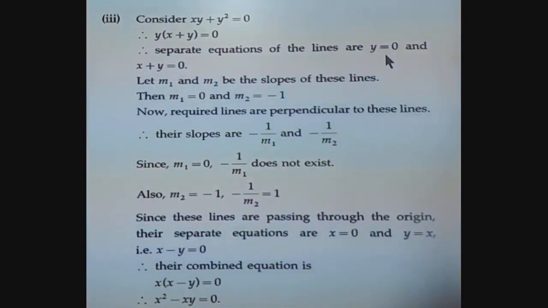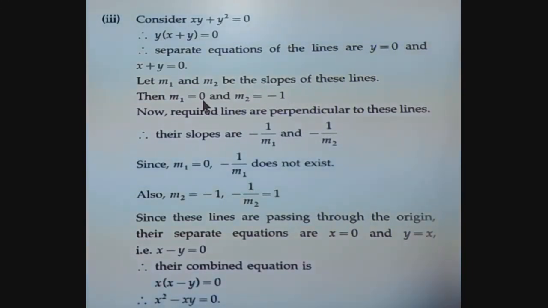So from this we find the slope of first line. We write this as y equals to 0x. So the slope of first line is 0. And this equation can be written as y equals to minus x. Coefficient of x is minus 1. So we write here slope of second line as minus 1. Now required lines are perpendicular to these lines. Therefore their slopes are, we have to take its reciprocal.